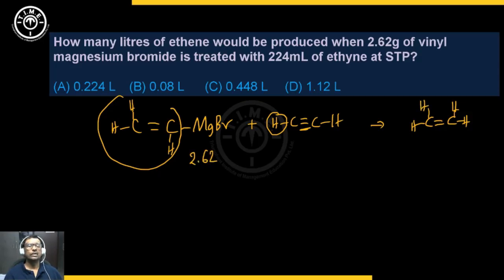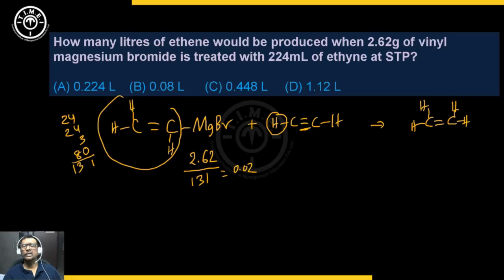Now look at how many grams you have: 2.62 grams. Now you get the moles. To get the moles, what do we need? Weight by molecular weight. 2 carbons, 24. Magnesium, 24. 3 hydrogens, 3. Bromine, 80. Add up: 24 plus 24 is 48, plus 3 is 51, plus 80, 131. So this is nothing but 0.02.